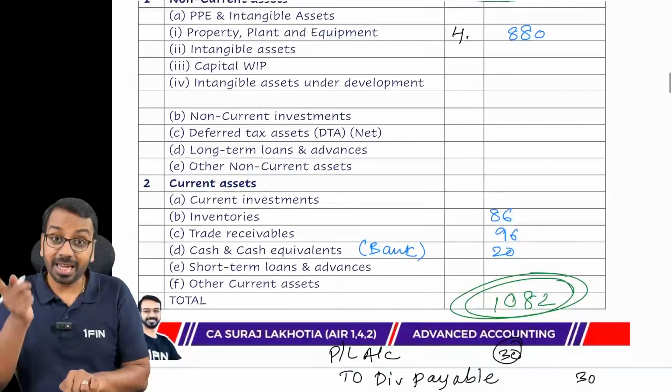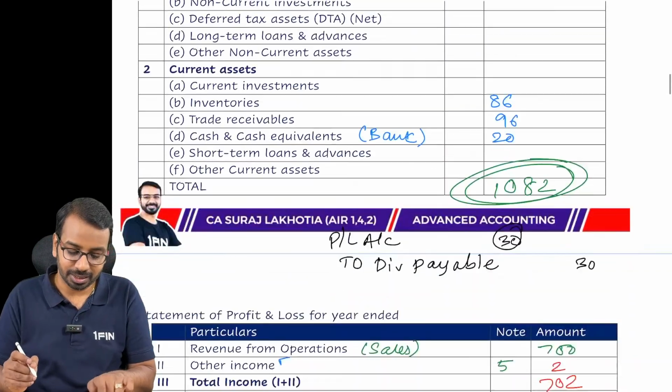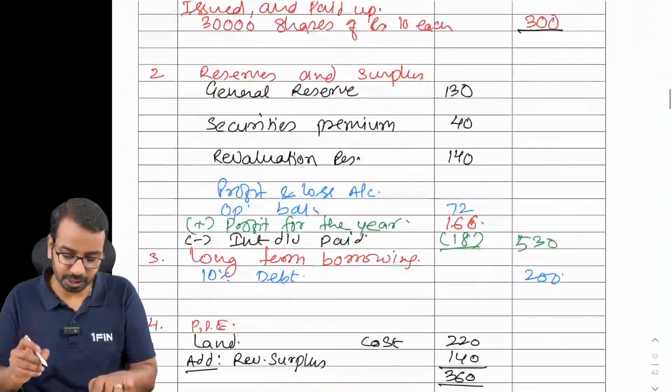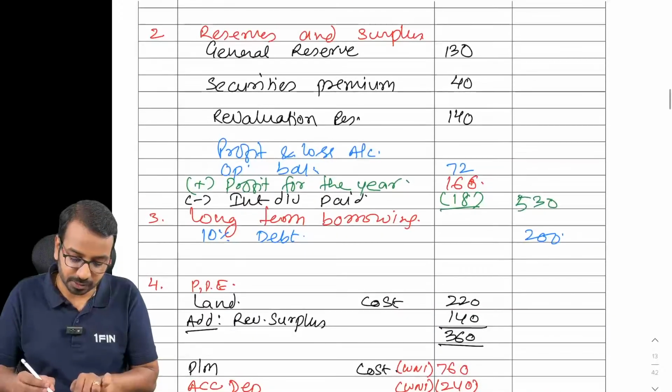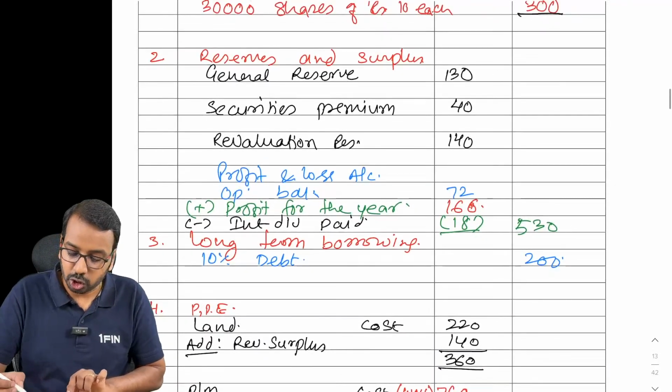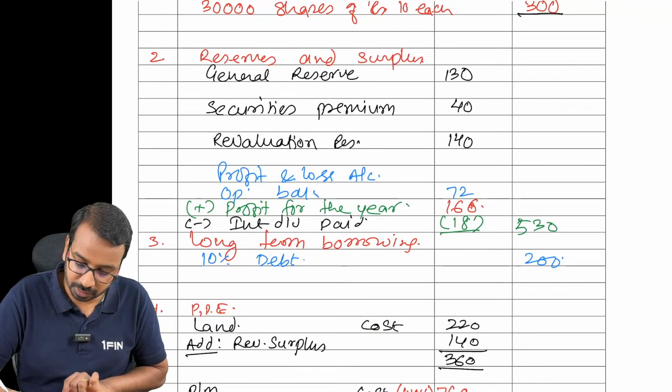So what we will do, if dividend is declared before the year end, then two changes will happen. First change, from this reserves and surplus interim dividend paid, you will further reduce 30.